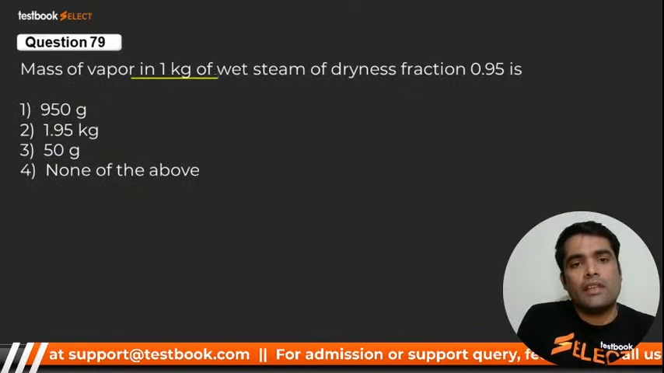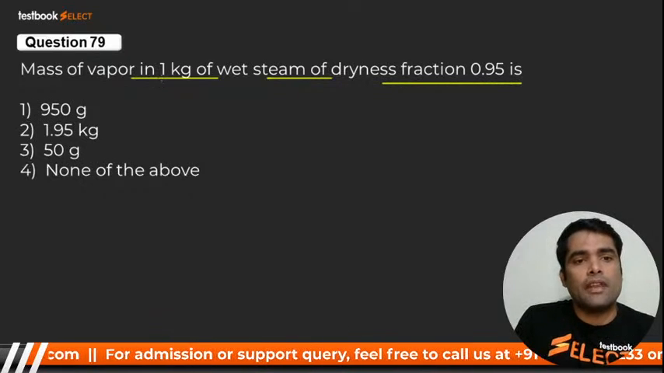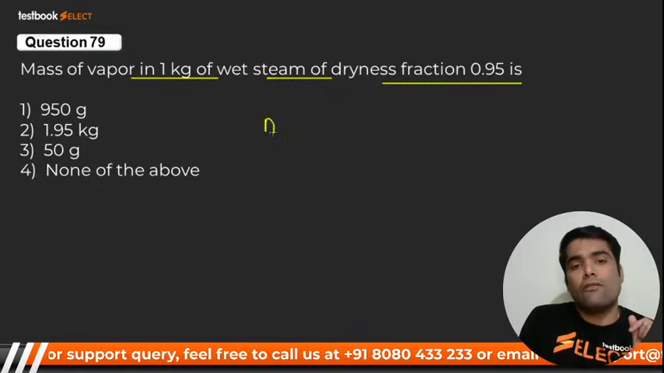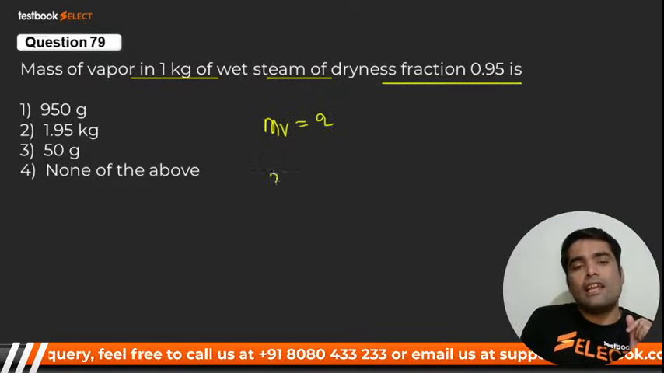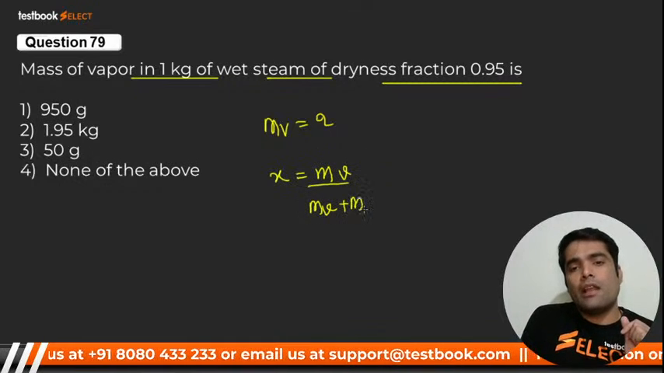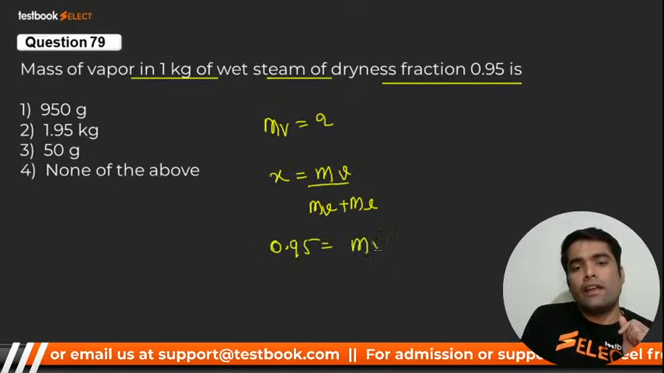Mass of vapor in 1 kg of wet steam, the dryness fraction is 0.95. So they are asking us for the mass of vapor. And dryness fraction, you know that it is mv upon mv plus ml. Right? It is given 0.95. mv we have to find out.